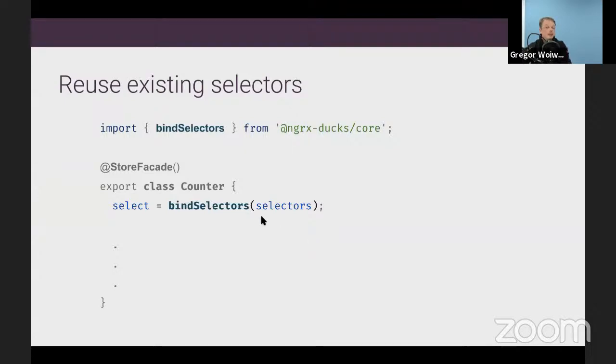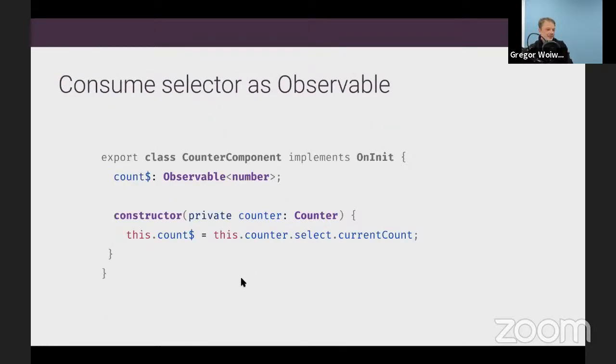Yeah, and by the way, this bind selectors functionality also works if you have a selector with parameters. So you can also have a parameterized selector, and ngrx-ducks will give you a function where you can pass the parameter, and this function then returns the consumable stream. Yeah. So this is basically it with the selector.